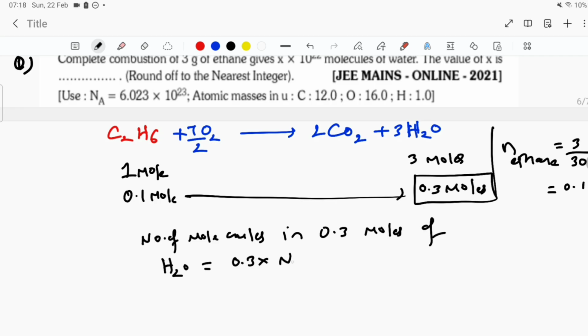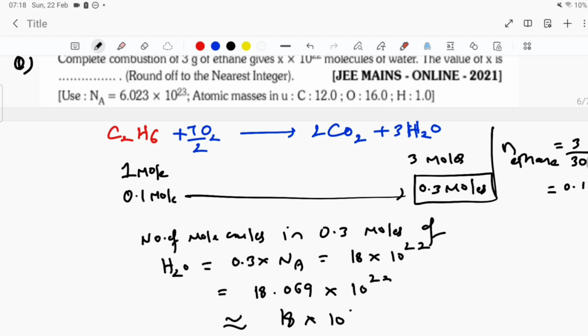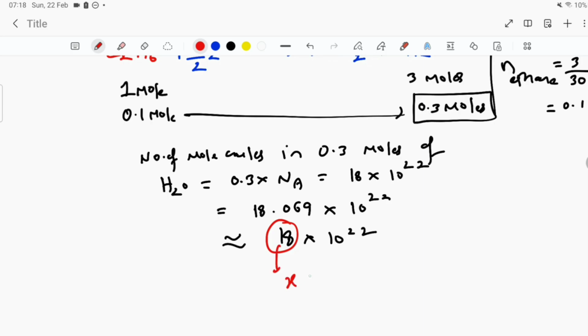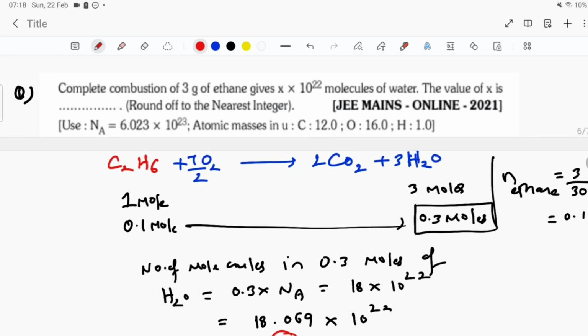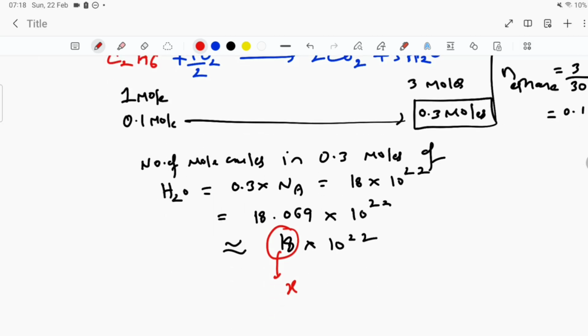So 0.3 moles times Avogadro's number, 6.023 into 10 power 23, gives 18 into 10 power 22, because 3 into 6. Exactly, if you see, 18.069 into 10 power 22. So the answer: nearest integer we take 18 into 10 power 22. So the x value they asked in the question is 18. You can write 18.